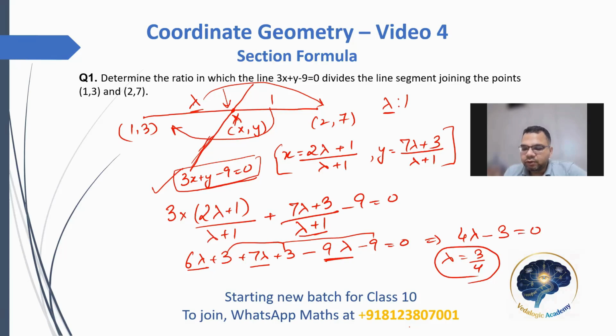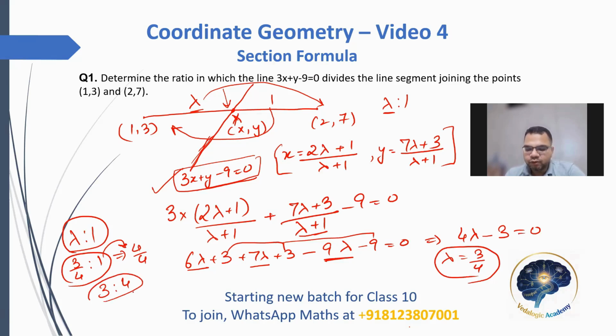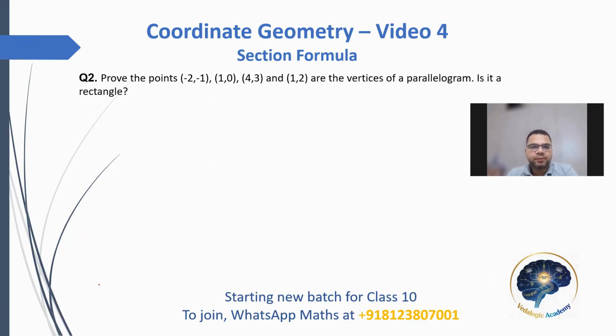So whatever value that we have set before, lambda, if you see, it was lambda is to 1, right? Now we have found lambda is 3 by 4 is to 1. Or I can say it is 3 is to 4. It is the same thing, right? If I multiply by 4 here, 4 by 4, it becomes 3 is to 4 ratio. Okay, so this is our answer. Now we can go to the next question.